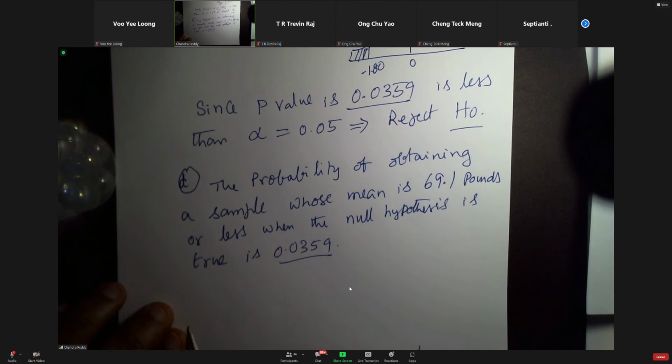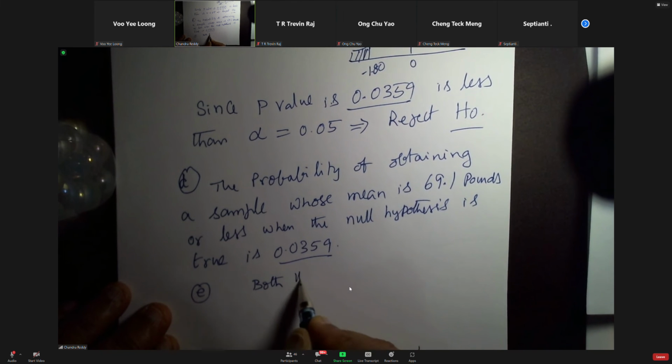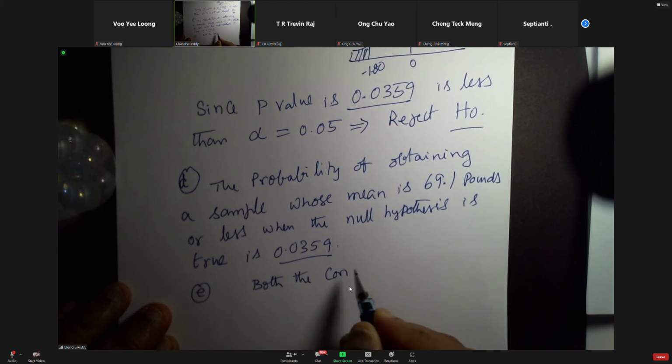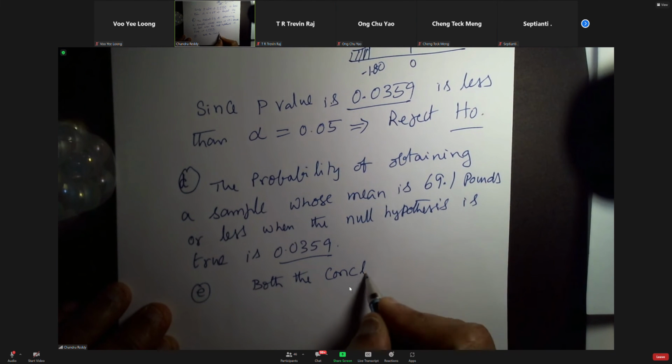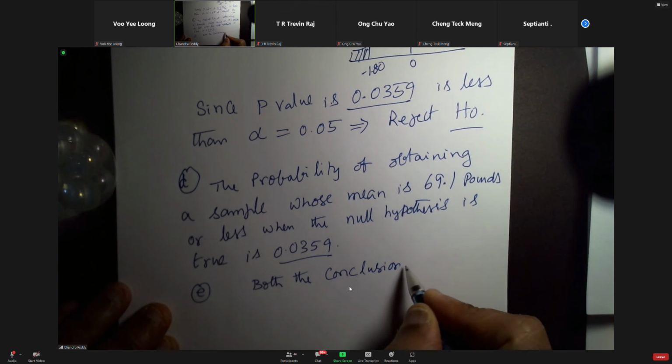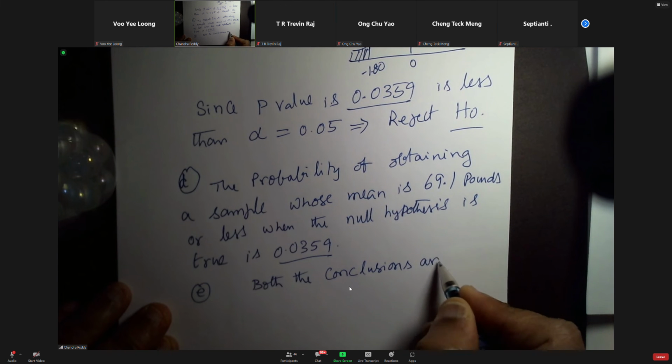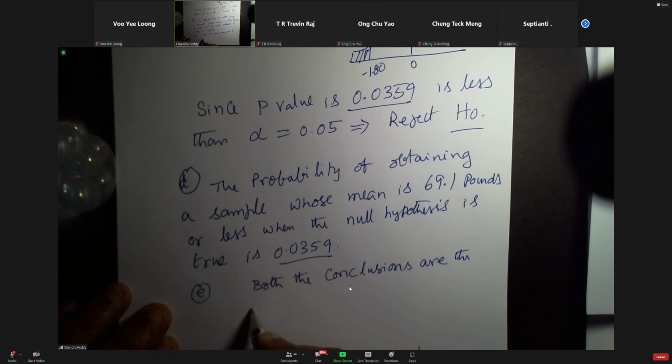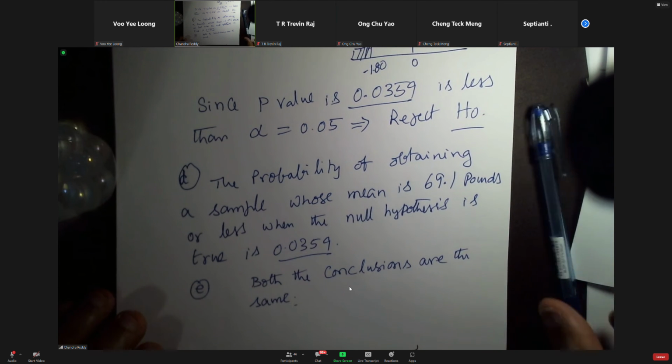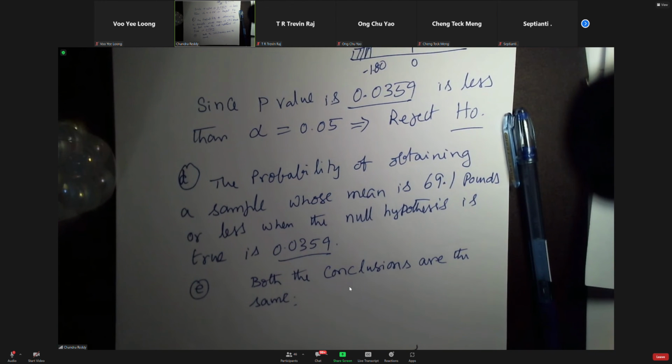Then for part E, both conclusions are the same. Whether you use the critical value or the probability value, the conclusion is to reject the null hypothesis. So we are rejecting the null hypothesis in both cases.